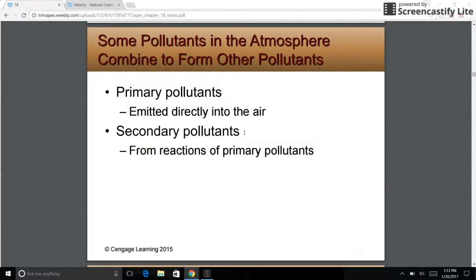All right, primary versus secondary. So today you guys got a little handout that showed you the various outdoor air pollutants on the front. There's a data table. It showed you whether things were a primary or a secondary pollutant.